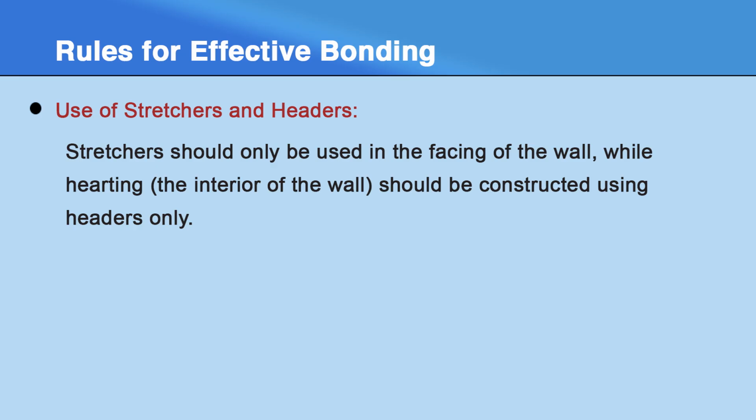Stretchers should only be used in the facing of the wall, while hearting, that is the interior of the wall, should be constructed using headers only. So, this is the use of the headers and stretcher.